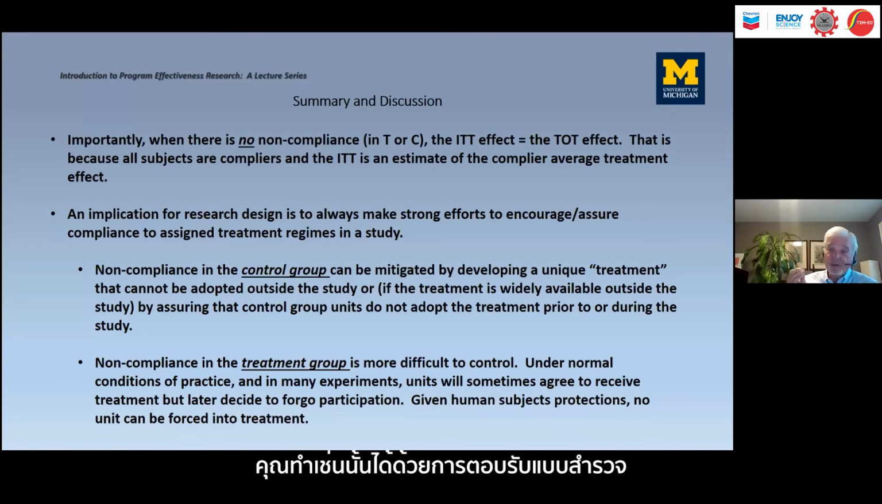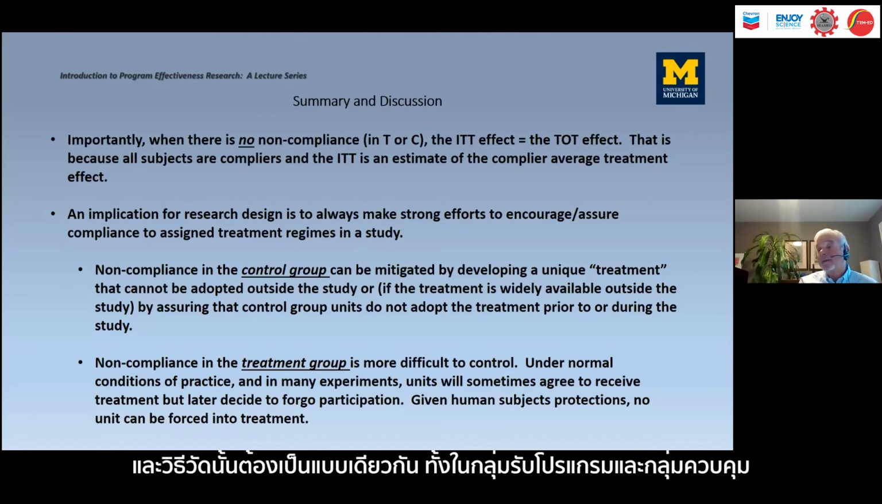You can do that with survey responses, self-reports of whether people engaged in this. You can do this with observational measures. You can go in and observe. Because we're engaged in quantitative analysis, you need to make these measures subject to quantification. And they need to be the same in the treatment and the control group.